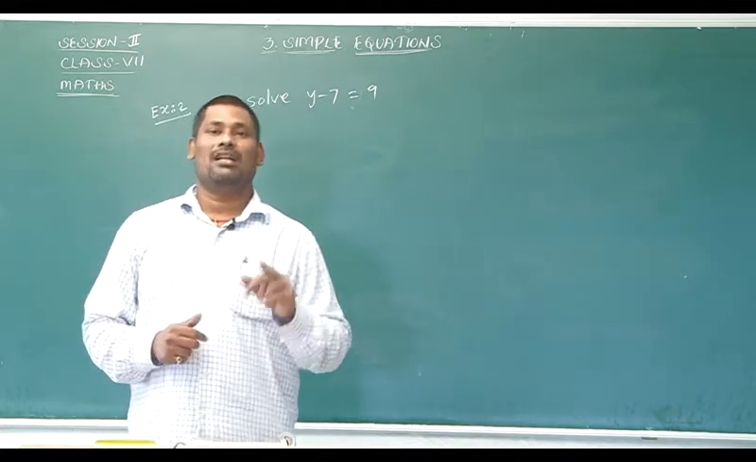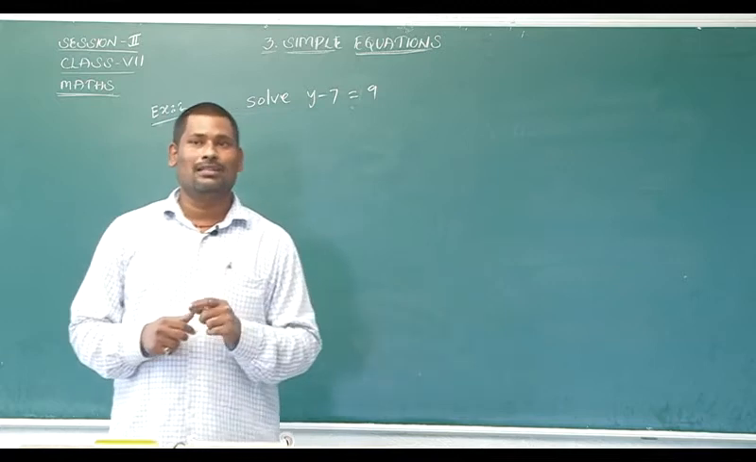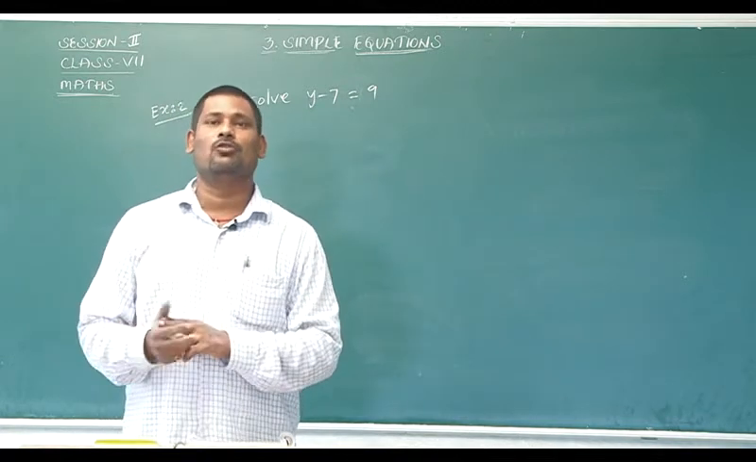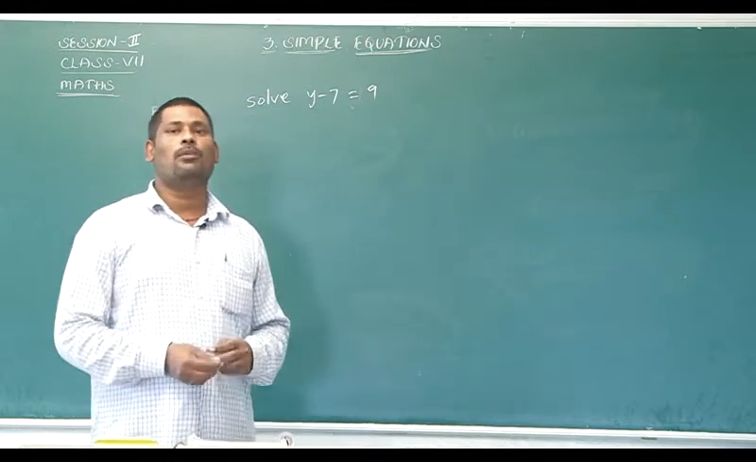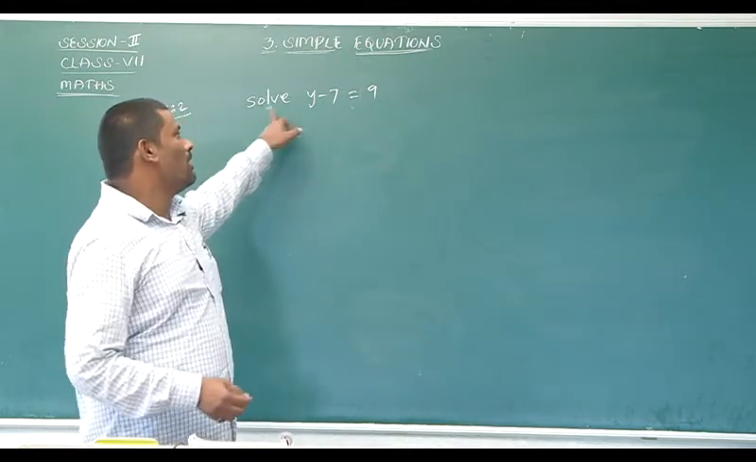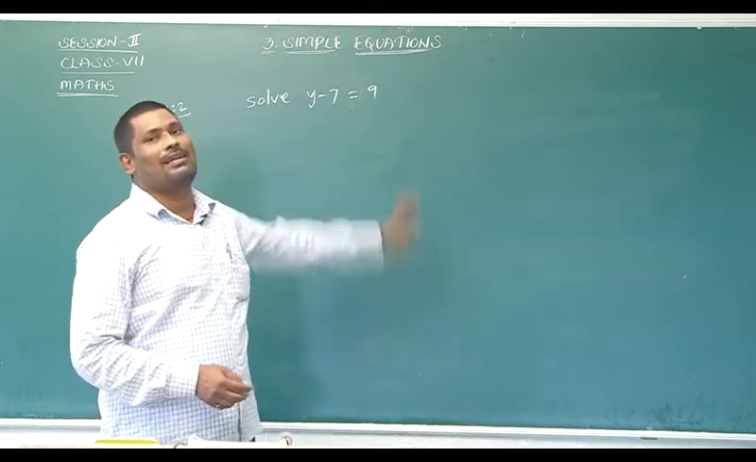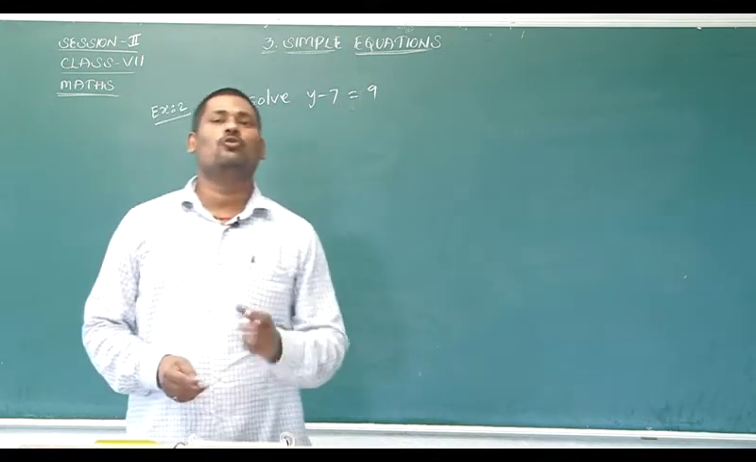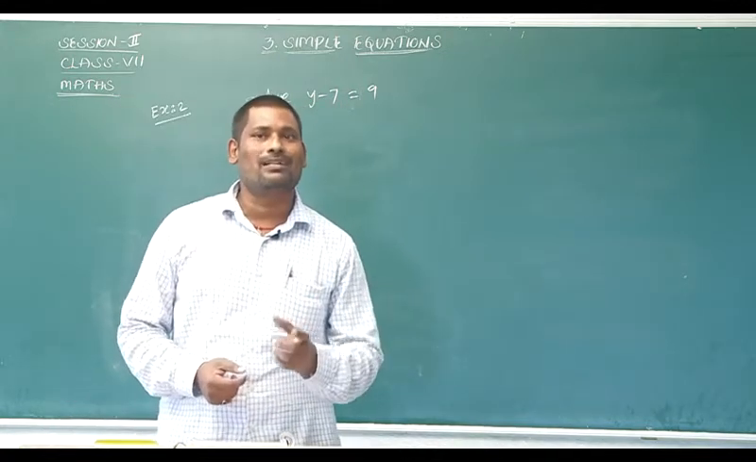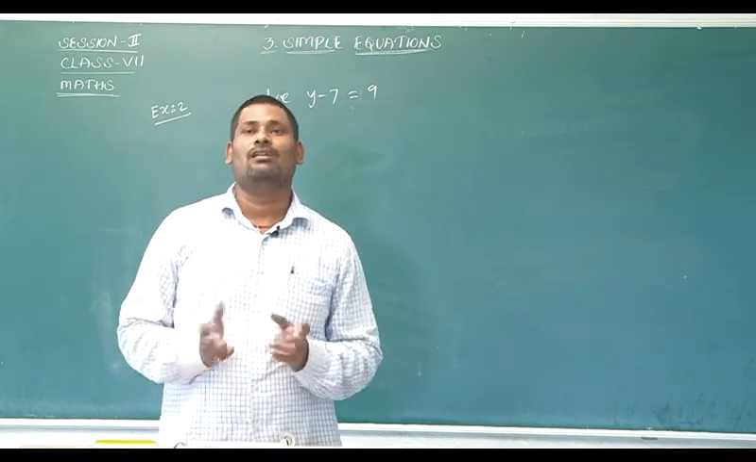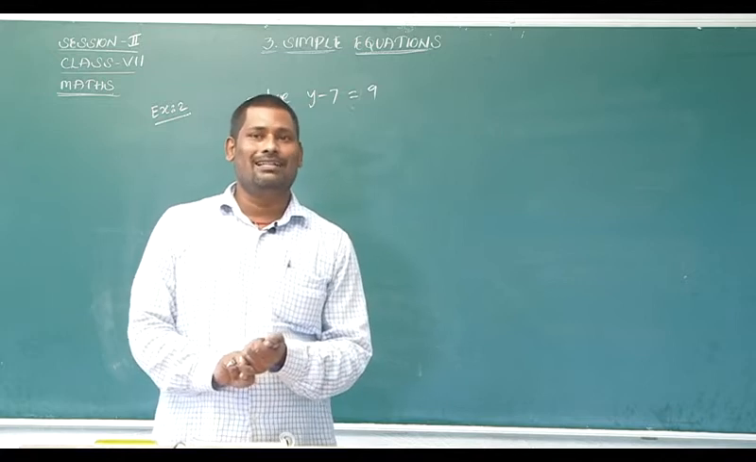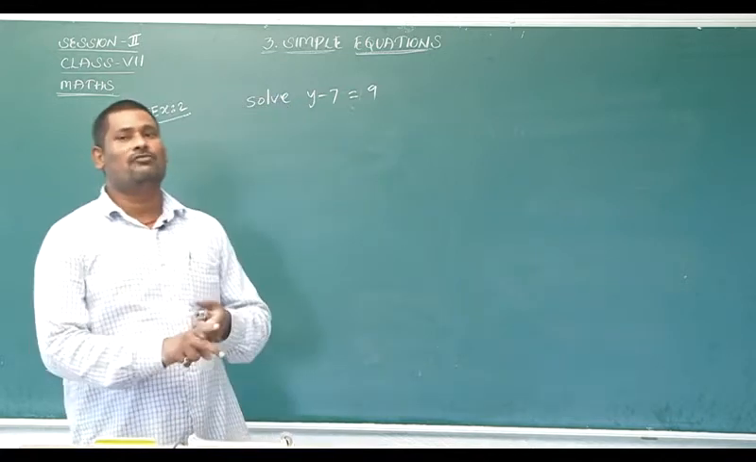One is the trial and error method, another is the direct transposing method, from one side to the other side. So let us see one more example problem here: solve y minus 7 equal to 9. In the previous class we came to know that we can add, subtract, multiply and divide the same quantity on both sides, then the value of equality doesn't change. So the same things we follow here.